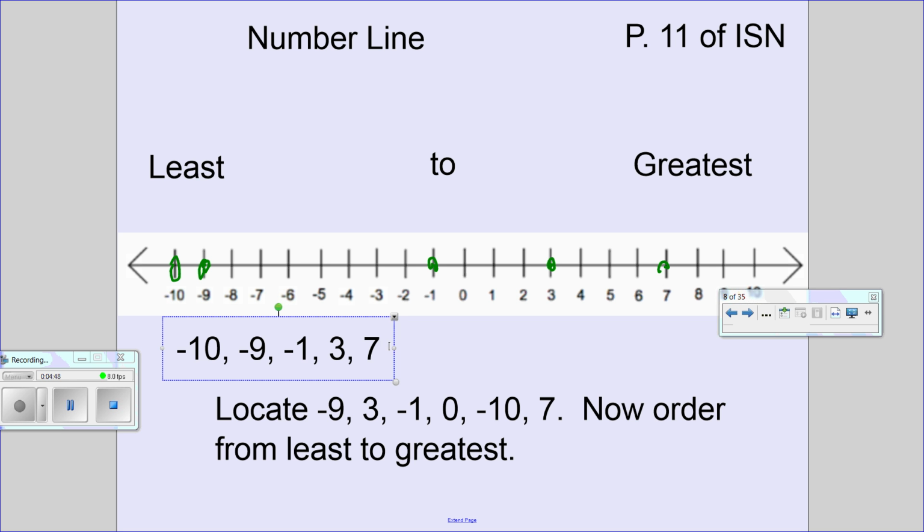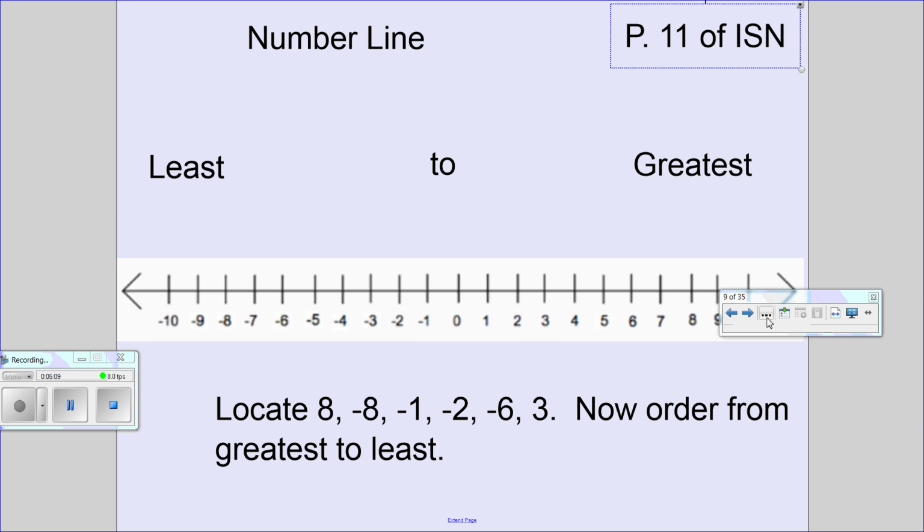Let's try to use a real life situation. If a team had a loss of 10 yards, they are the least worthy team. Then a team lost 9 yards, then lost 1 yard. They gained 3 yards. Gained 7 yards. That's the greatest team. Houston Texans will be where on the spectrum?